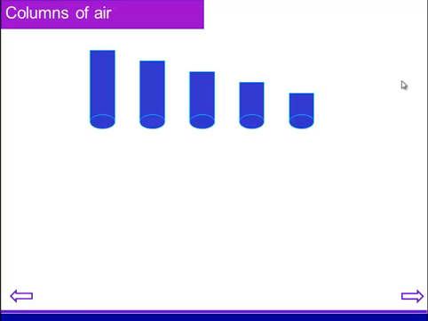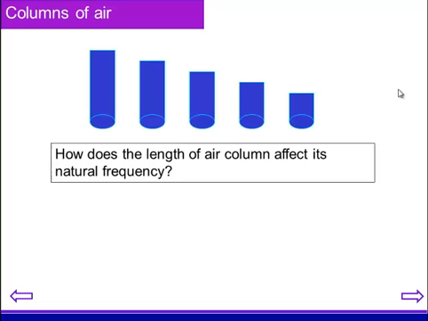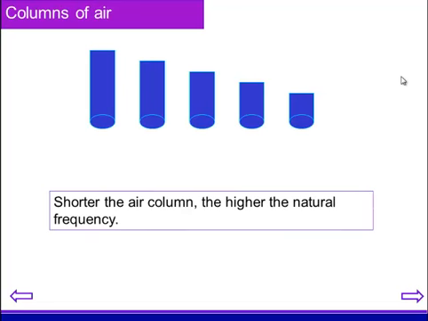Let's talk about columns of air. I've got my test tube rack here. I can make noises with the test tubes because of the columns of air which are created by blowing into them. What I should find is that the length of the air column does have an effect on the natural frequency of the column of air. And what should occur is that the shorter the air column, the higher the natural frequency.